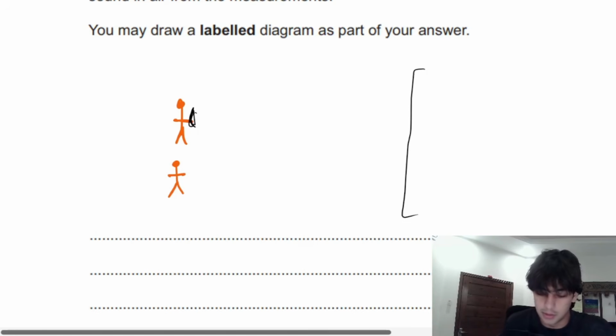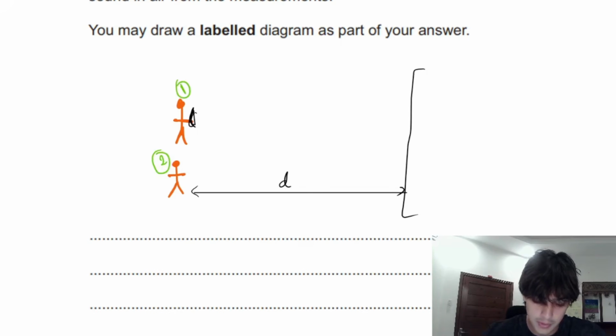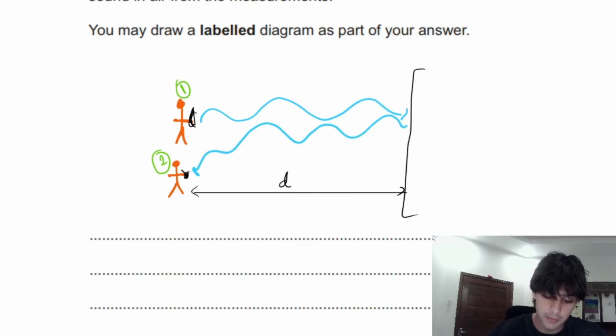The first step is measuring the distance between the person and the wall, and we're going to call this distance, for example. Let's say this is person 1, this is person 2. When person 1 makes a noise, person 2 starts a stopwatch. The sound travels to the wall and reflects back because of echo, and when he hears the second sound, that's when he stops the stopwatch.